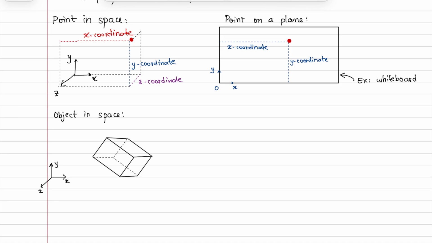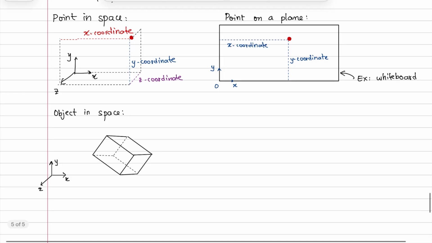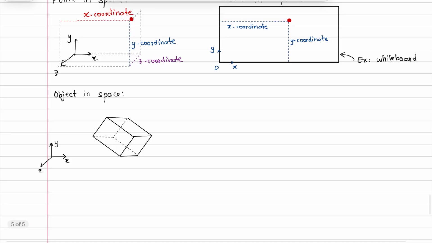I hope that your answer was six. The reason is that to define this object, you would need to first locate it somewhere, and you can locate any point in the object. In general, the center of mass would be located because of certain properties.